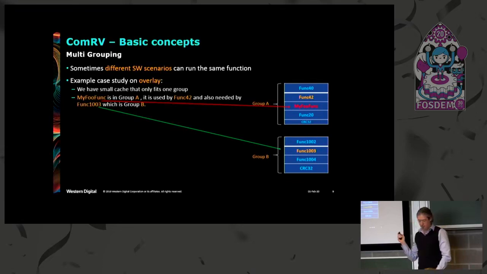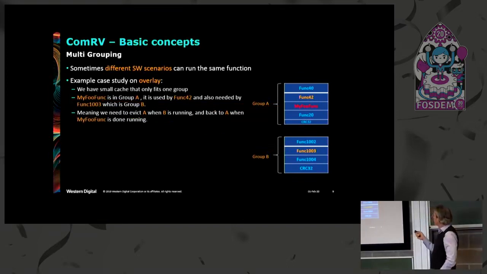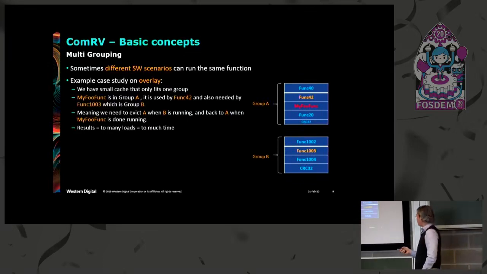So in this example, we can see my foo function is in group A. It's used by function 42 in that group. And it's also needed by function 1003, which is in group B. Meaning, we need to evict A when B is running, and go back to A when my foo function is done running. Okay? So when function 1003 calls that function, we'll need to evict B and go back to A, and vice versa. As a result, there are going to be too many loads. It will take just too much time.